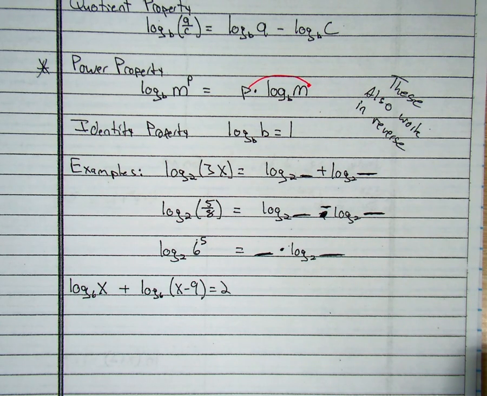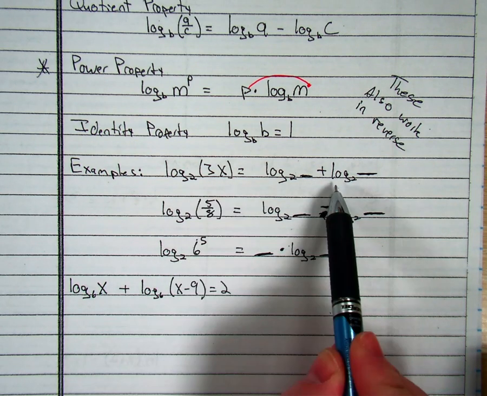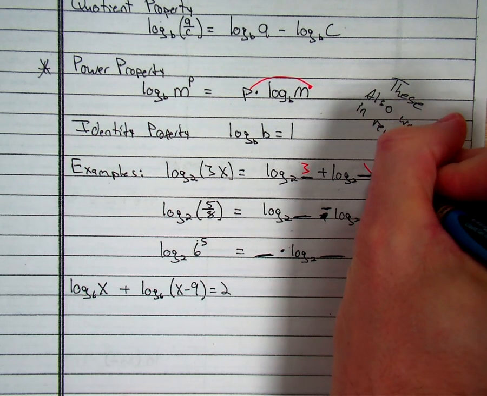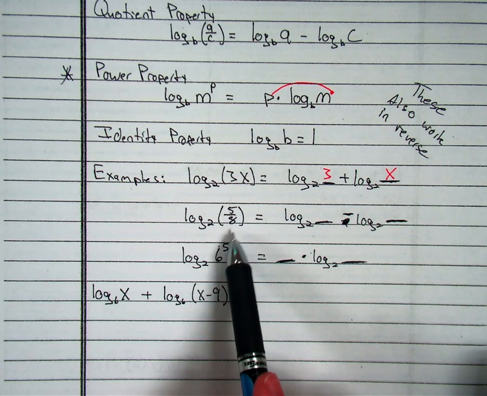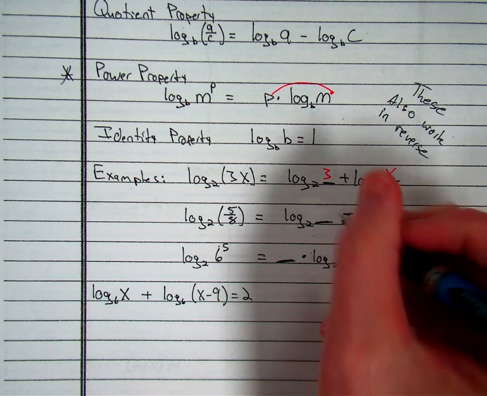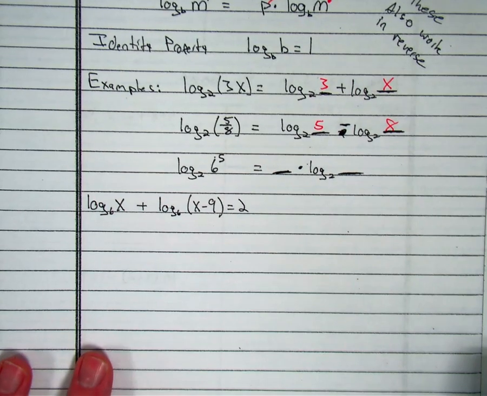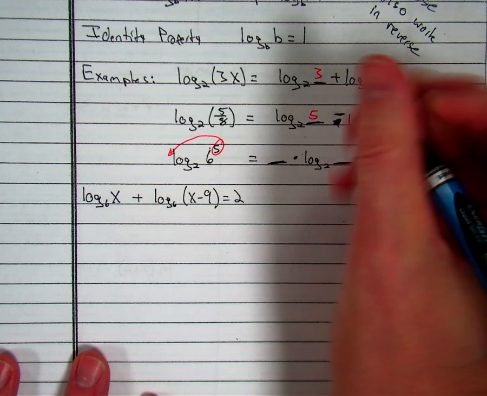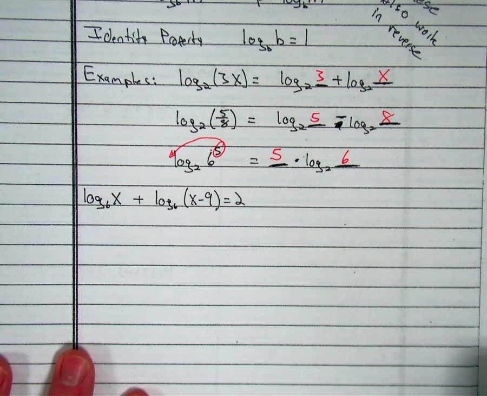Alright, let's check in and see how we're doing. Log base 2 of 3 times x. We can split that up into 2. Log base 2 of 3 plus log base 2 of x. Just like up here when we split them apart. The second one gets split apart with subtraction. 5 first and then the 8. And the power property, we're going to bring that power down in front of log as a multiplier. 5 times log base 2 of 6.